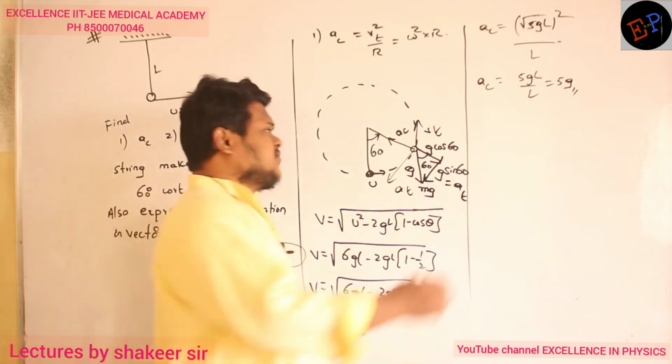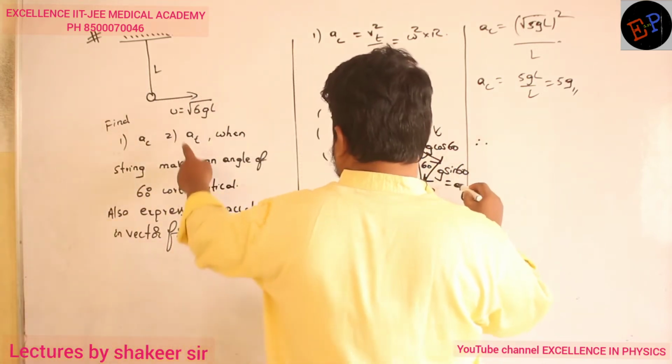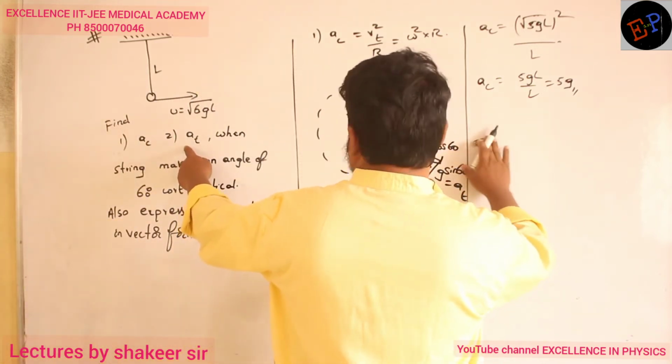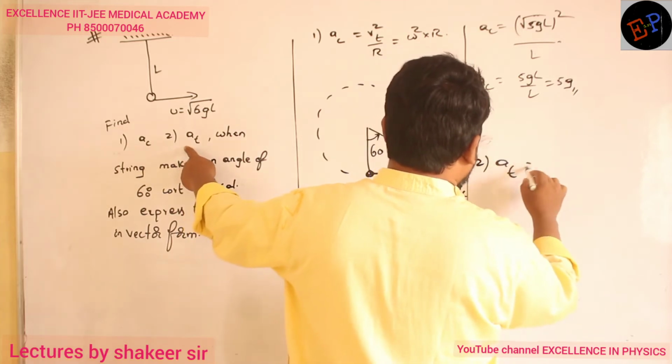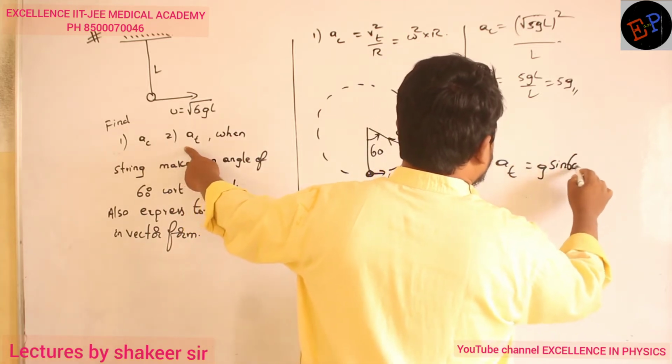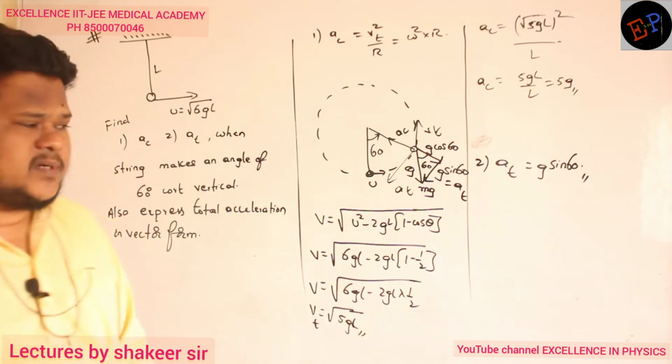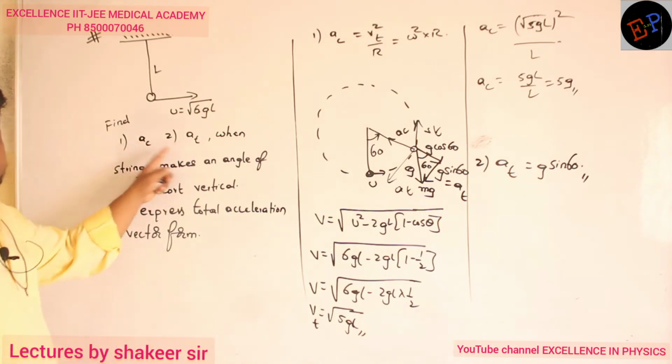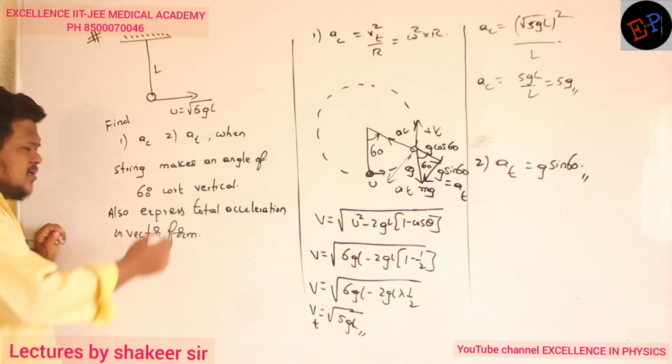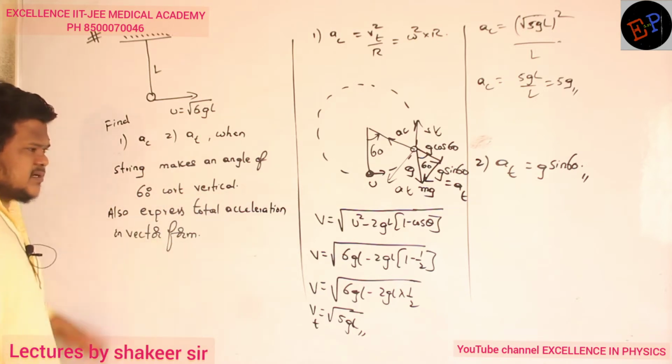Clear? So therefore I say the second one is tangential acceleration. So tangential acceleration is g sin 60. That is the tangential acceleration. Okay. So we calculated both of them. Then what is he asking? He is asking to express this total acceleration in vector form.